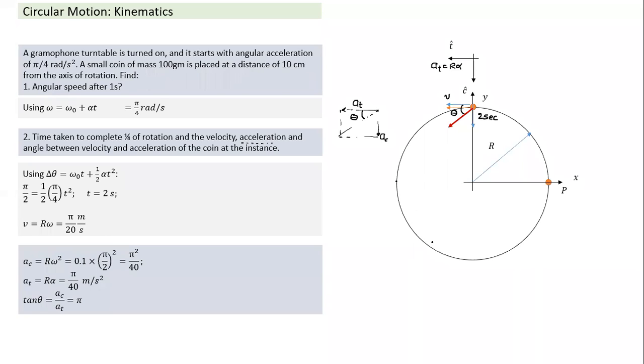Okay, how much time will it take to complete one full circle, if in 2 seconds it has completed 1/4 of a circle? It will take 4 seconds. Can you think of a reason why it will take twice the time?